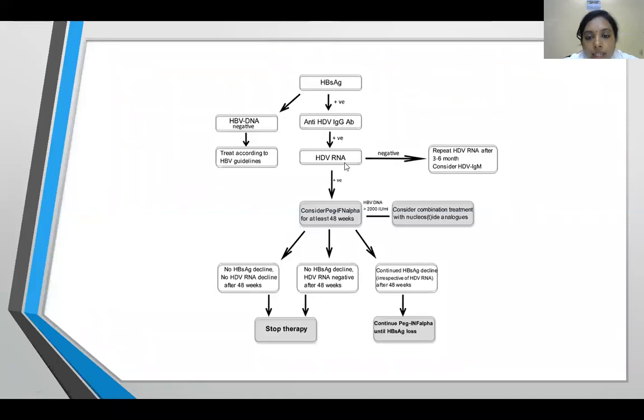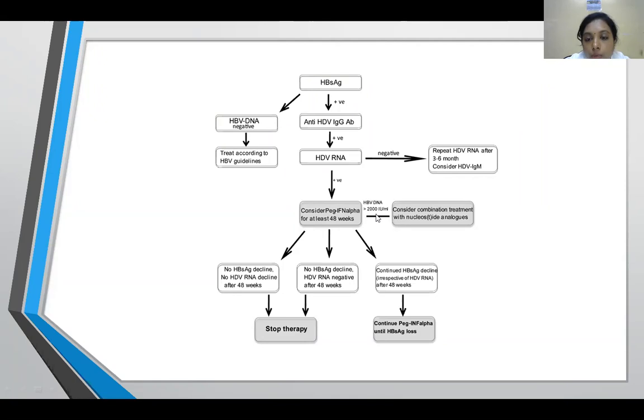See, understood? First, initially HBs antigen, you do anti-HDV IgG antibody. Then you detect HDV RNA. If it is negative, you repeat this after 3 to 6 months. And next time what do you consider? HDV IgM. What if HDV RNA turns out positive? So you have IgG antibody and HDV RNA positive. Then you definitely consider PEG interferon alpha treatment for at least 48 weeks. Dosage I have told you before.